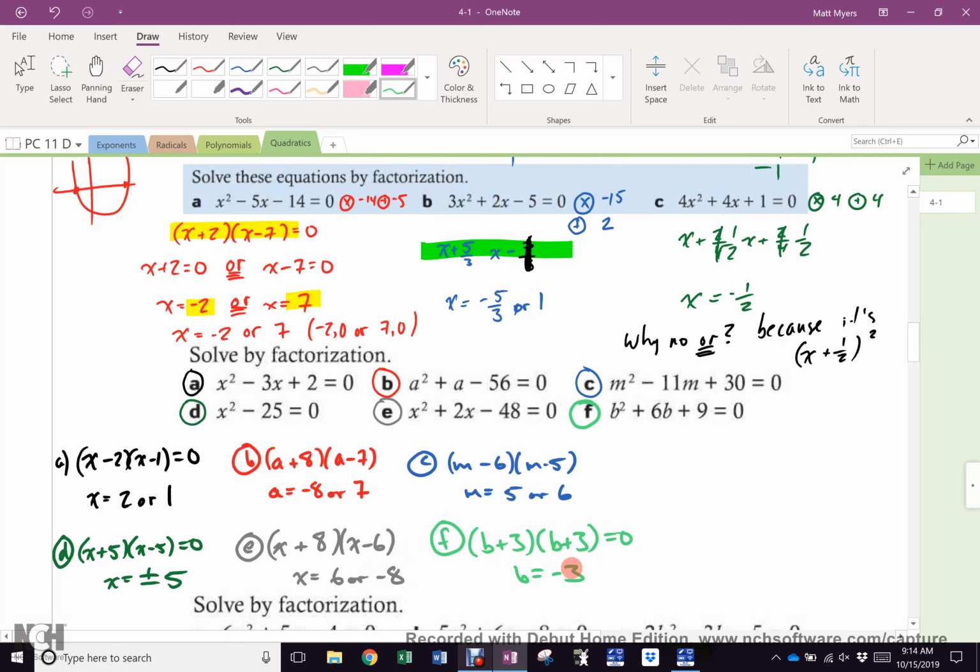Yeah? Nothing new. We're just factoring, right? I'm not going to force you to learn what I'm about to show you next, but I want you to understand.